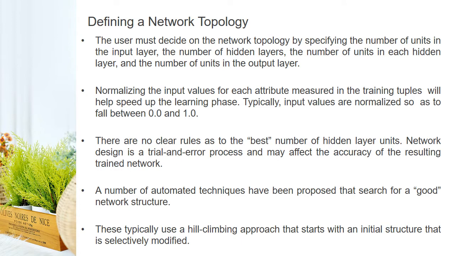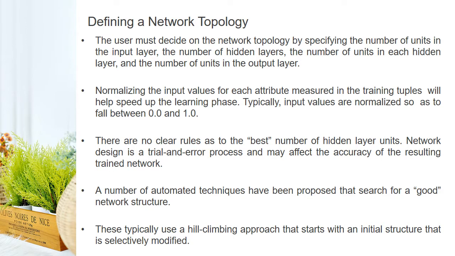How are we defining a network topology? Let's see. The user must decide on the network topology by specifying the number of units in the input layer, the number of hidden layers, the number of units in each hidden layer, and the number of units in the output layer. The user must decide all these. Normalizing the input values for each attribute measured in the training tuples will help speed up the learning phase. Typically, input values are normalized so as to fall between 0.0 and 1.0. So normalization is good for the network or the backpropagation algorithm.